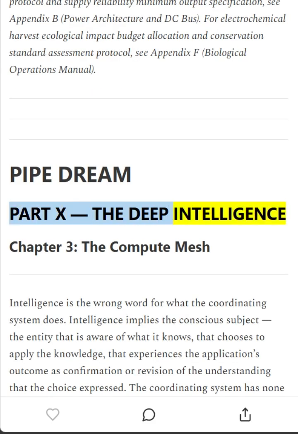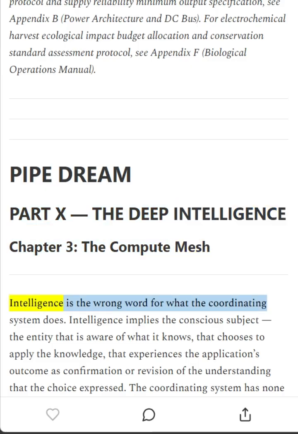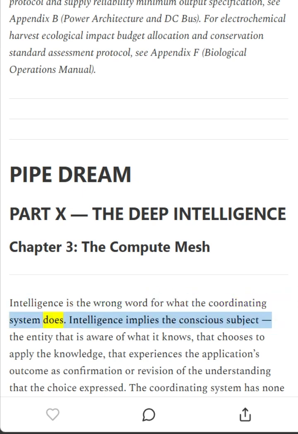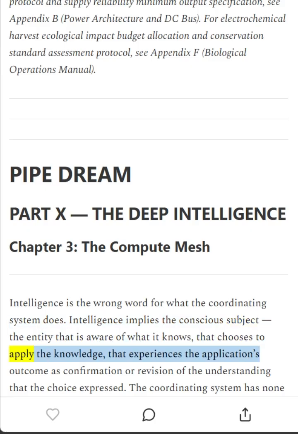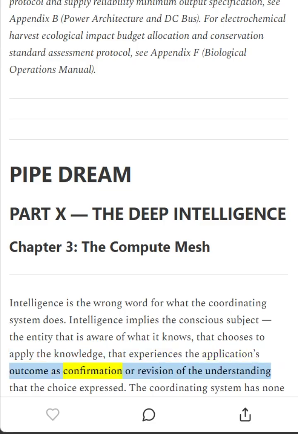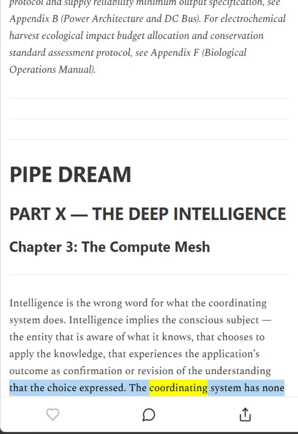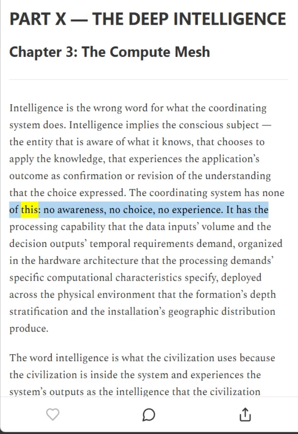Pipe dream. Part 10, The Deep Intelligence. Chapter 3. The Compute Mesh. Intelligence is the wrong word for what the coordinating system does. Intelligence implies the conscious subject, the entity that is aware of what it knows, that chooses to apply the knowledge, that experiences the application's outcome as confirmation or revision of the understanding that the choice expressed. The coordinating system has none of this. No awareness, no choice, no experience.